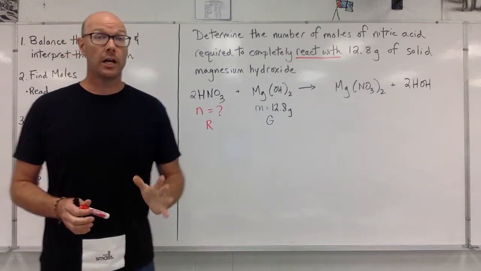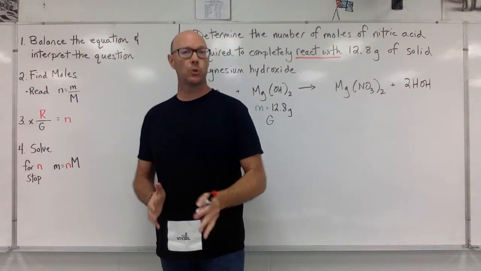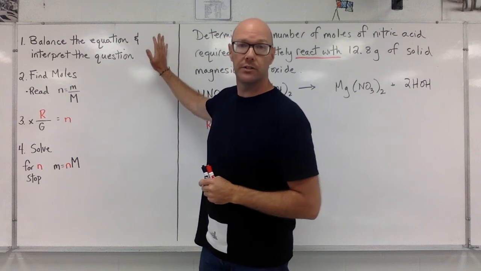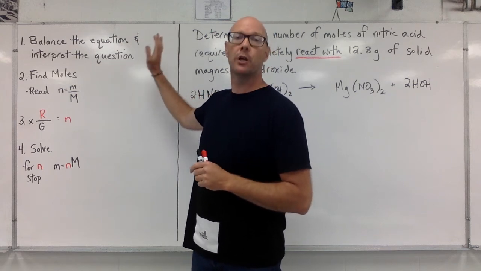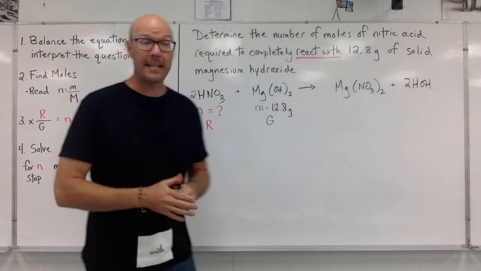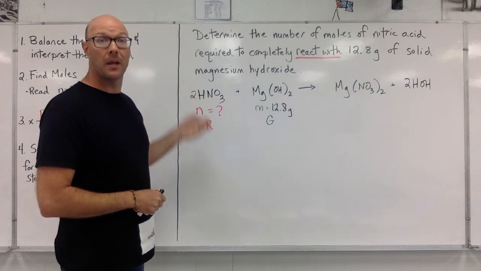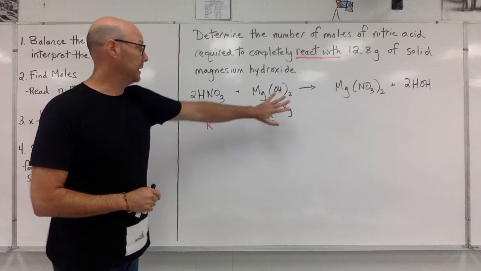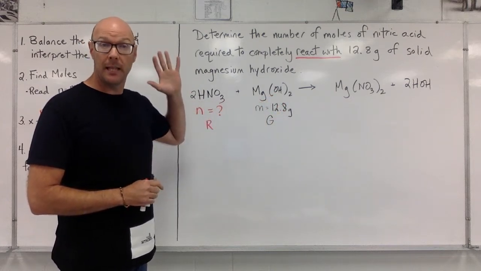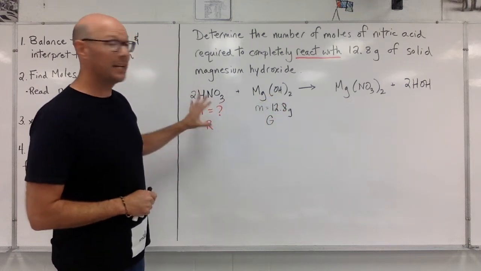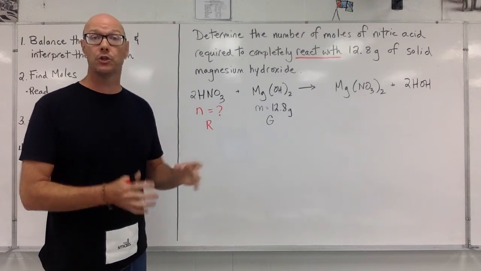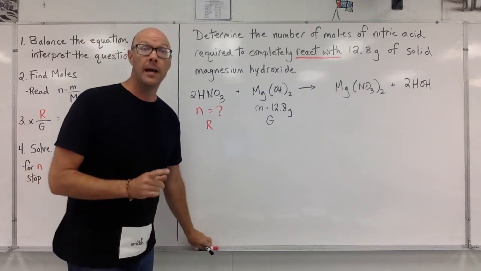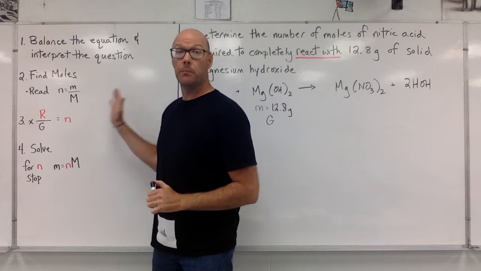We need to take our time. Our first step in any stoichiometry problem is to balance the equation, interpret the question. For sure, we have to write down the balanced chemical reaction. These extra labels are just very helpful. Maybe you're labeling them in your mind, just mentally labeling what's going on. However, writing them down can really help organize your work. Now, the second step is find moles.